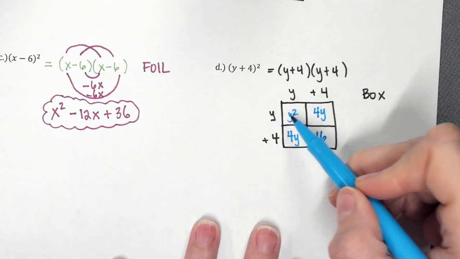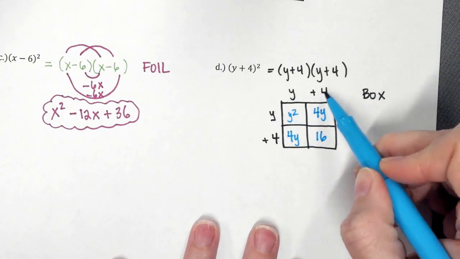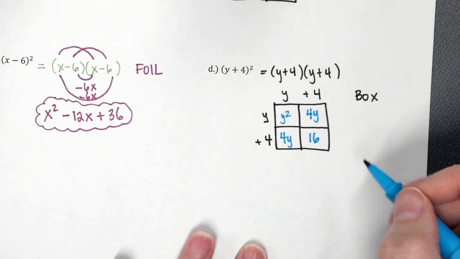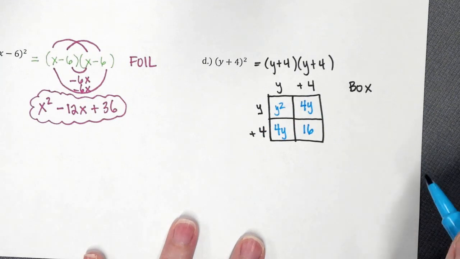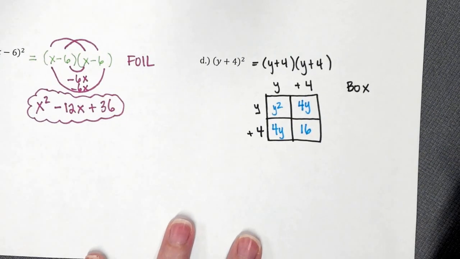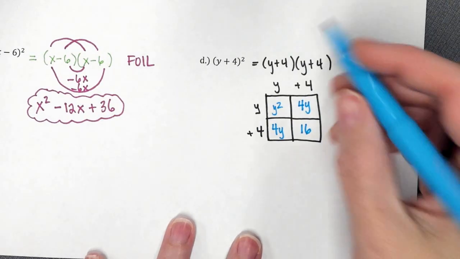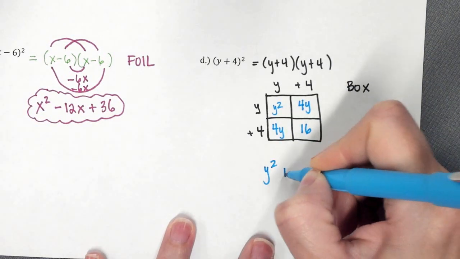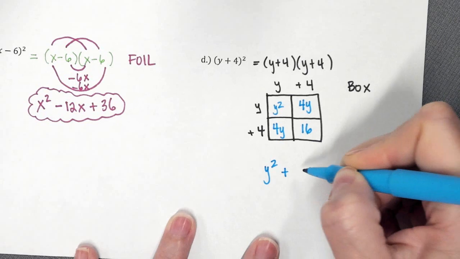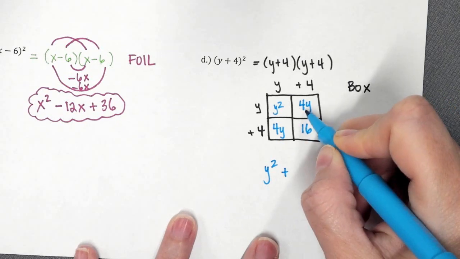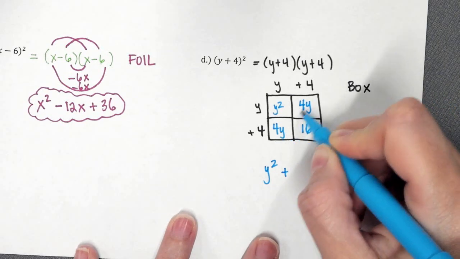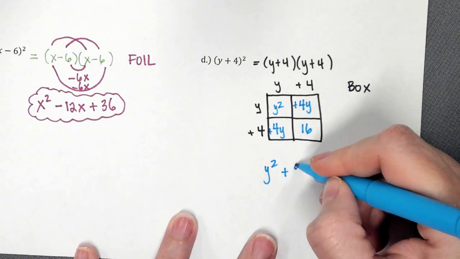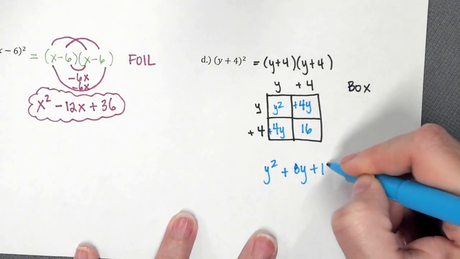Okay, so y times y is y squared, y times 4 is 4y, that happens twice, 4 times 4 is 16, and then when you're writing out your final answer, you're going to have to combine like terms. Okay, so we're going to combine the 4y and the 4y. So how many y's do we have in the middle? What's 4y plus 4y? I guess I should have put the plus there. Okay, 8y, and then plus 16.